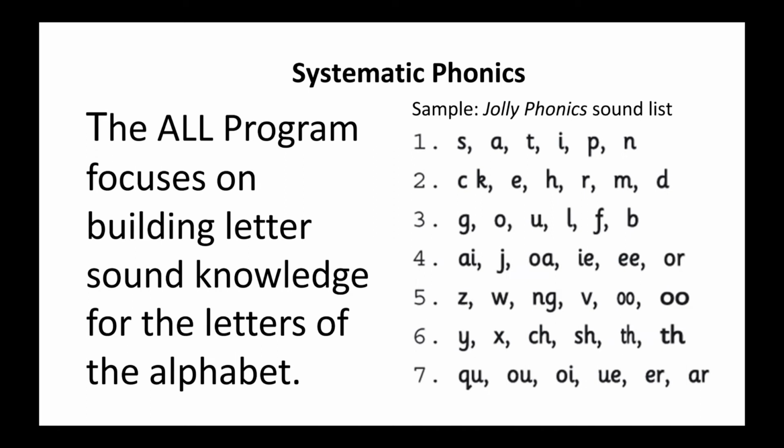The ALL program focuses on building letter sound knowledge for the letters of the alphabet. It suggests an order of sound introduction, but a team could choose to deviate and follow the order the class is following if your class is using a phonics program. So the example here I have is the Jolly Phonics program, and I've shown their sound list on the right-hand side. So you can see there's a lot more than just the 26 letters of the alphabet. So it's just good to be aware it covers 26 sounds in the ALL program rather than the approximately 43 sounds that students will need to know in order to read.